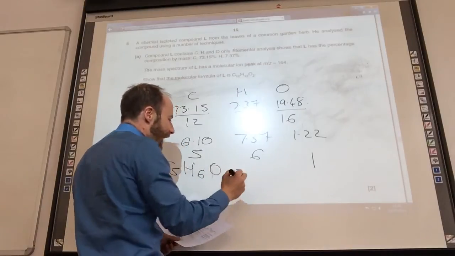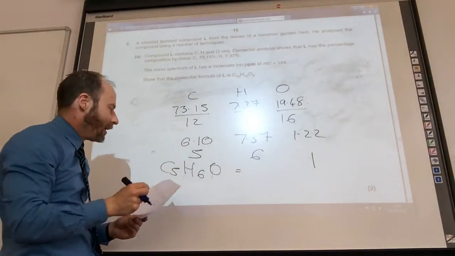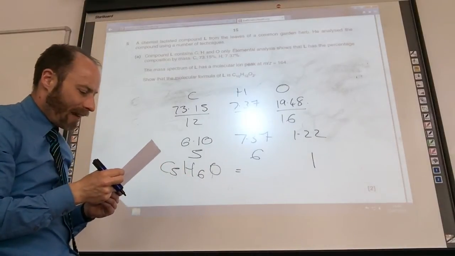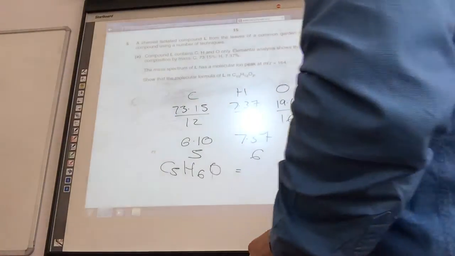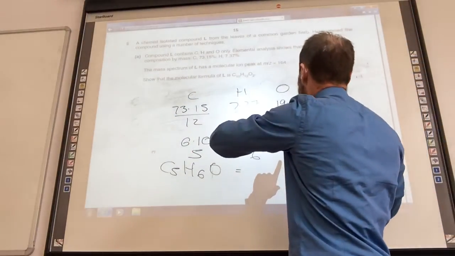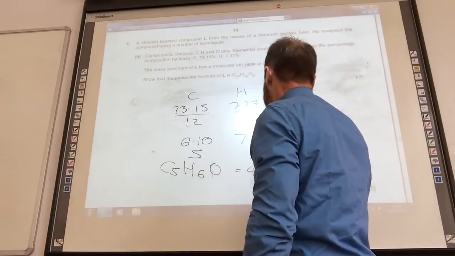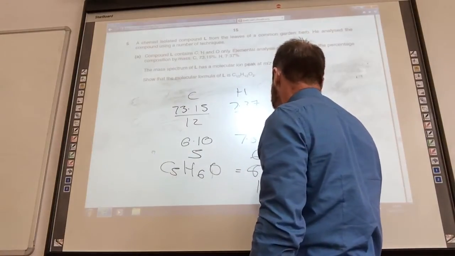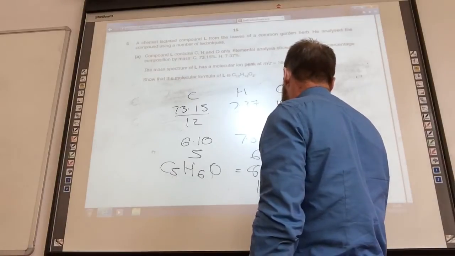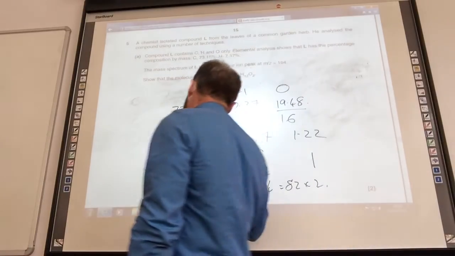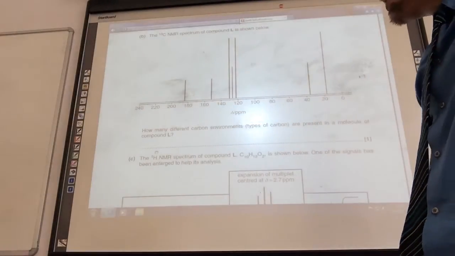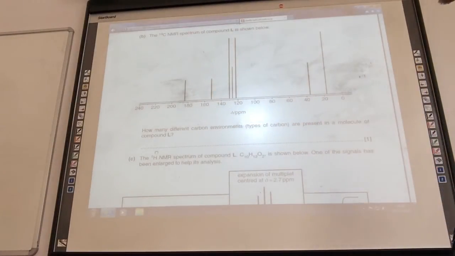C5H6O. If you add all of those up, so show it, 5 times 12 plus 6 plus 16, that should give you half of the molecular mass, so that's 82. Yeah, so that comes to 82. Oh yes, and therefore, 164 is equal to 82 times 2. Spell it out for them, and therefore it must be that. So this is your structure one at the end.